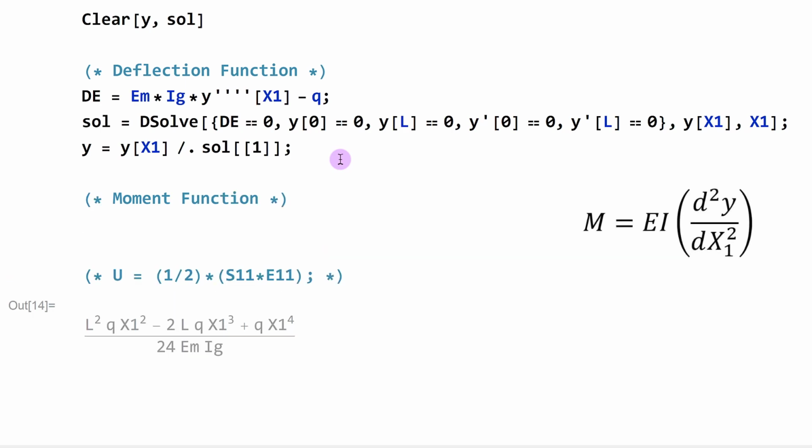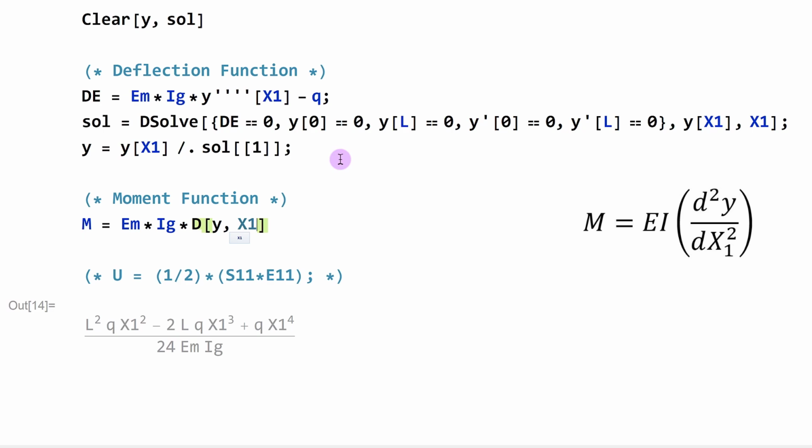And we know that we can calculate this moment function from the deflection function, where our moment is simply EI. So what I have is EM times IG. It's not big G, not Instagram. All right, EM times IG multiplied by the second derivative of our deflection function. So the derivative, of course, is that capital D, and inside it takes two arguments. The first one is: what function do you want to differentiate? Well, we know we want to differentiate our y function. The second one is: which variable are you differentiating with respect to? Well, we know we're differentiating with respect to x1.